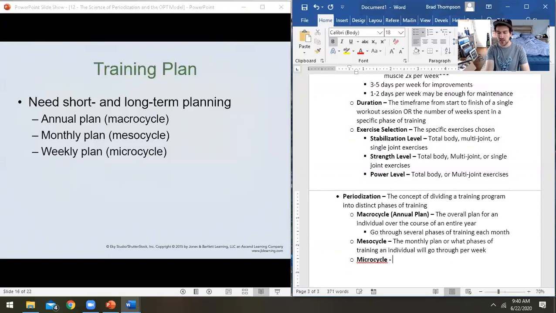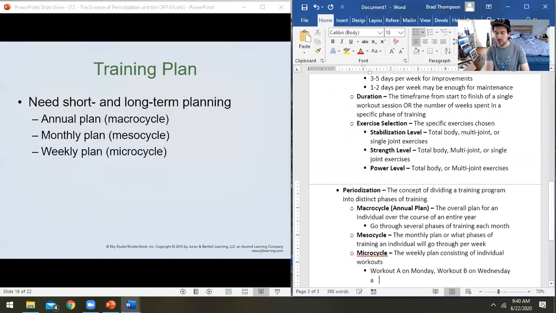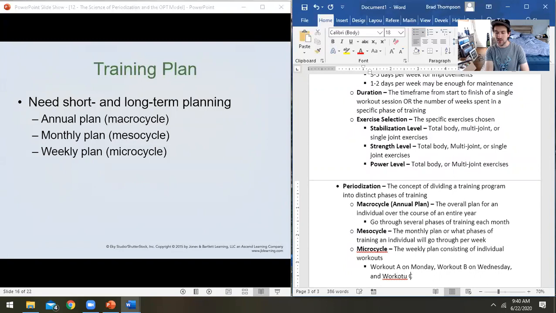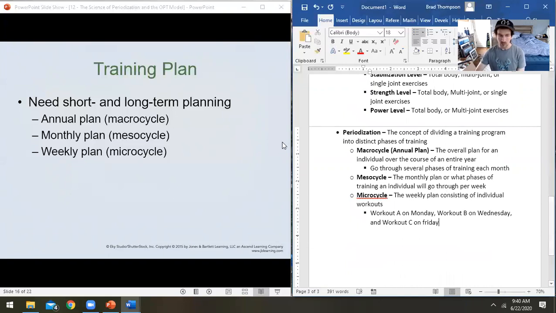So this is the weekly plan consisting of individual workouts, right? AKA workouts. Let's say it was something like workout A on Monday, workout B on Wednesday, and workout C on Friday. Okay, so that would be an example of that.